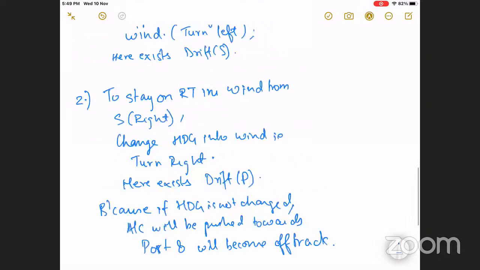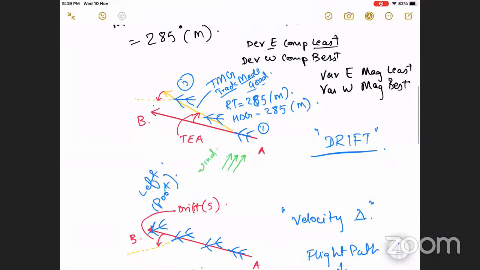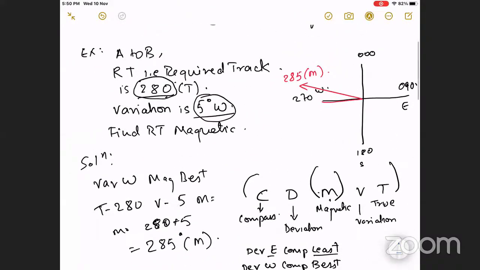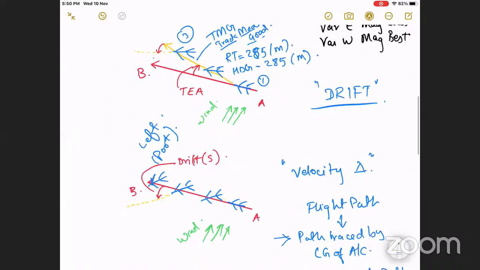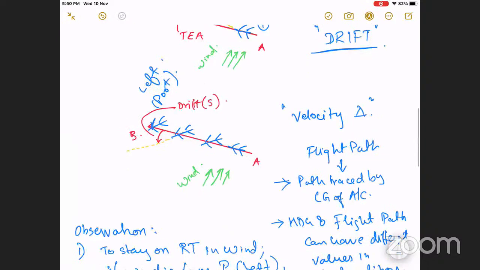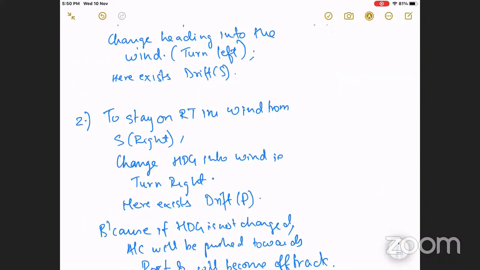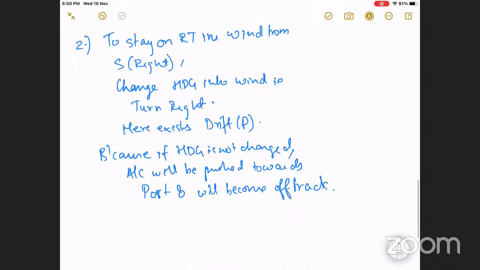Okay. Now this is a bonus for you, what we have learned today. I had to show you the application of CDMVT into your in-flight navigation solutions. It has huge applications. It can come anywhere. CDMVT is like grammar in the English language. No matter what subject, you always have to use grammar to write your answers. CDMVT directions are like that. Good.